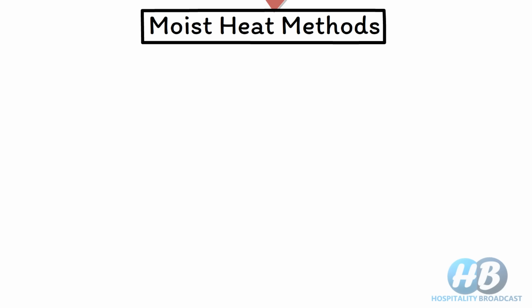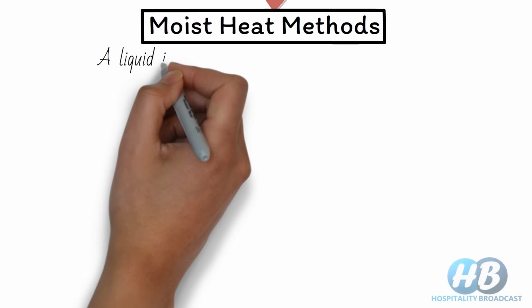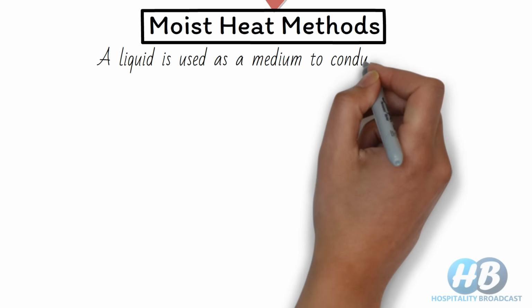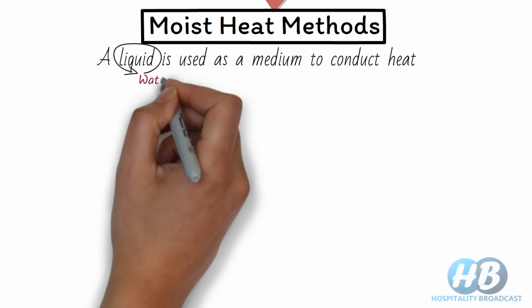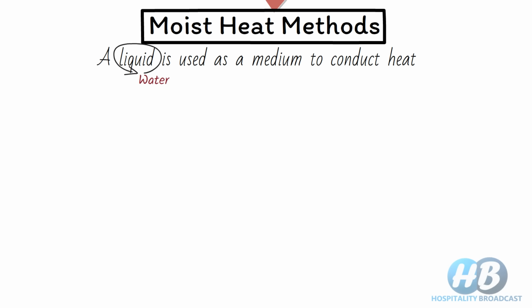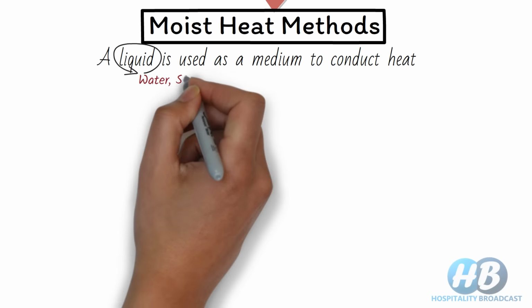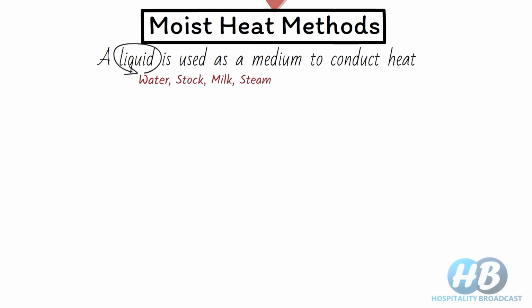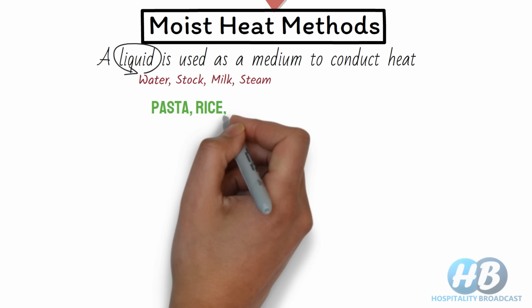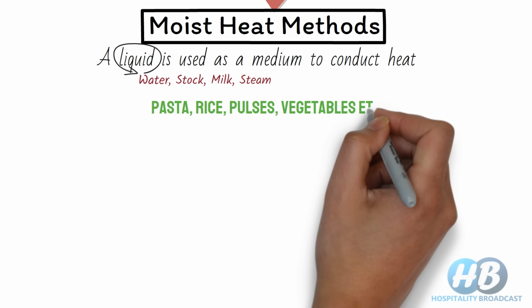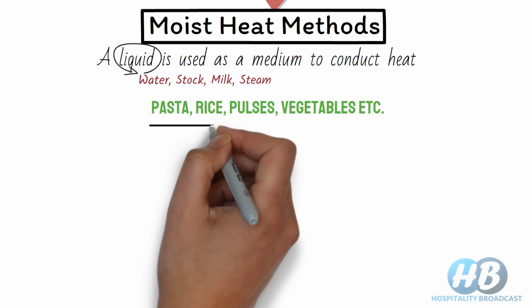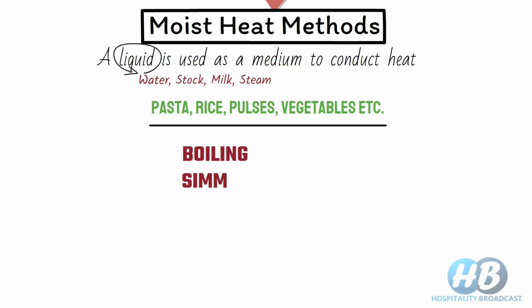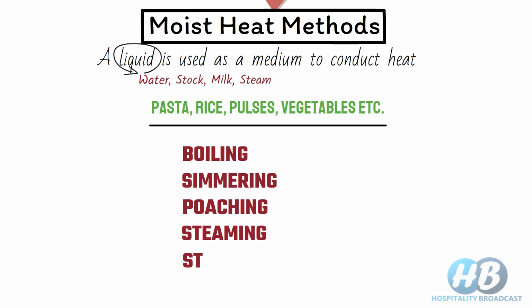Moist heat methods. In this method, a liquid is used as a medium to conduct heat. Generally, water is used, but one can also use water-based liquids such as stock, sauces, milk, or steam. These methods are specifically appropriate for preparing pasta, rice, pulses, and vegetables. The different types of moist heat methods are boiling, simmering, poaching, steaming, stewing, and braising.